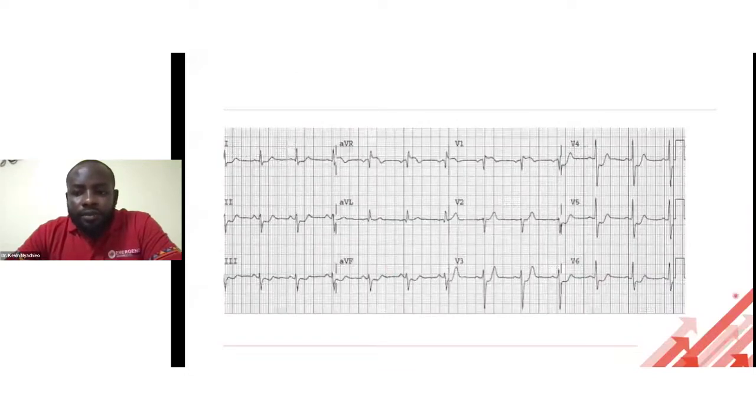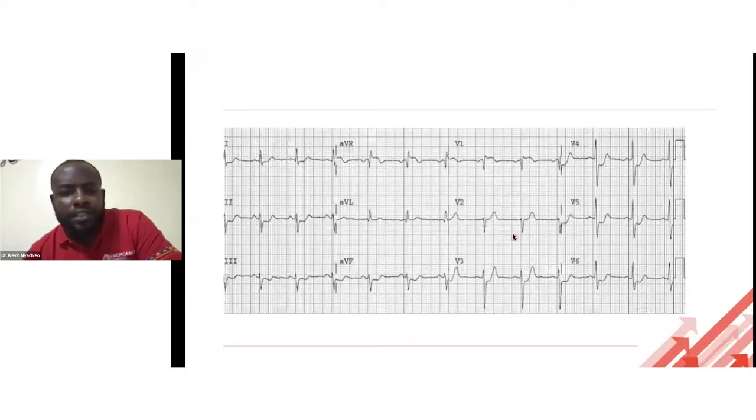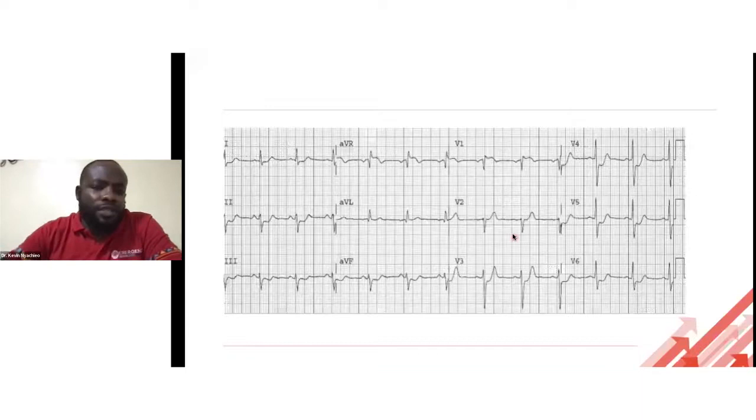Next one, 72-year-old gentleman, smoker, not hypertensive, not diabetic, history of chest pain for the last 3 days. It's persistent with diaphoresis, comes in sweating. Vital signs are more or less the same. You connect him to the ECG machine, then this is what you see.